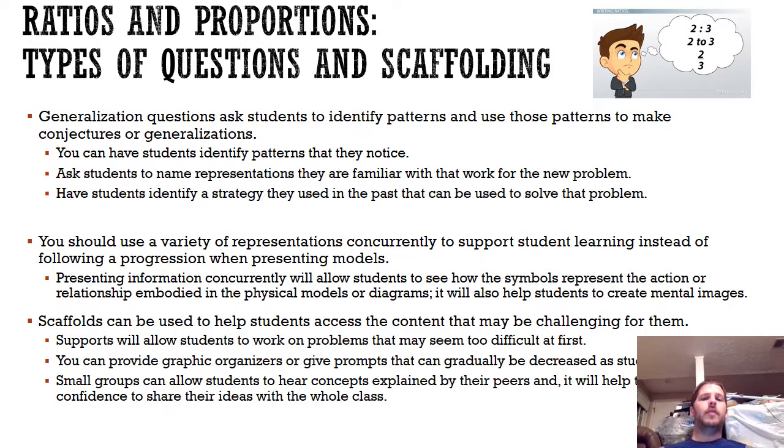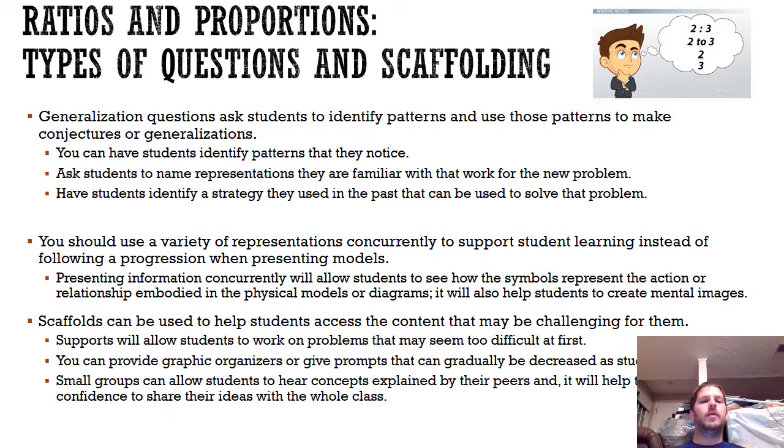Types of questions and scaffolding. Generalization questions ask students to identify patterns and use those patterns to make conjectures or generalizations. You can have students identify patterns that they notice, ask students to name representations they're familiar with that work for the new problem, and have students identify a strategy they used in the past that can be used to solve that problem.